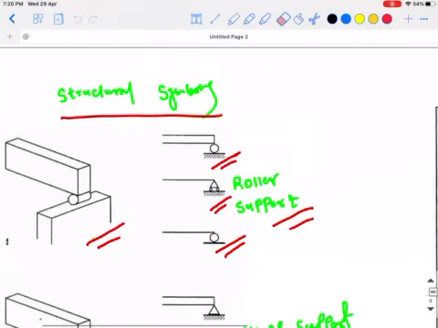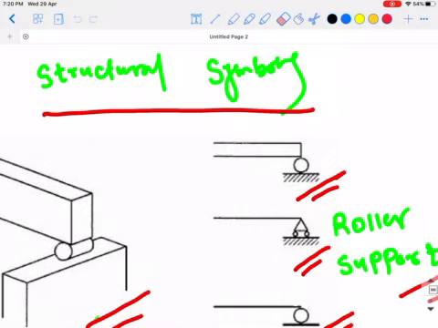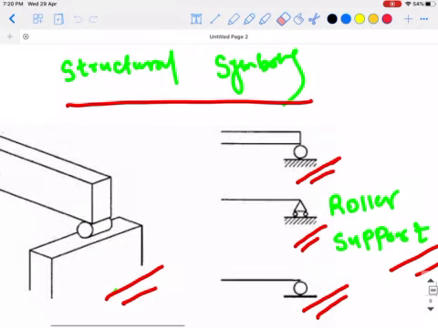Good evening. Today we are going to learn important symbols which are used in building design. So the first one is structural symbols.